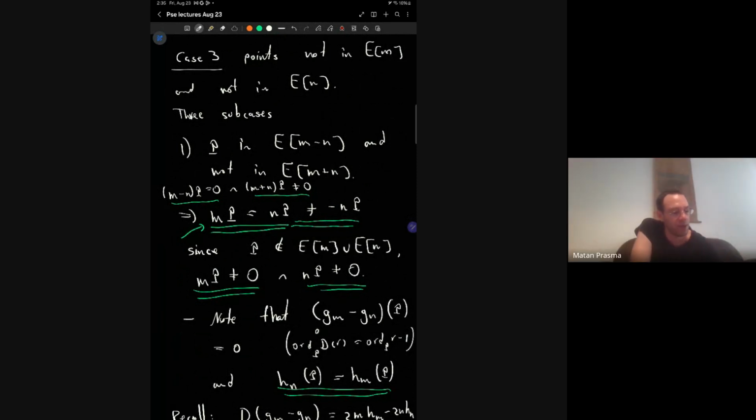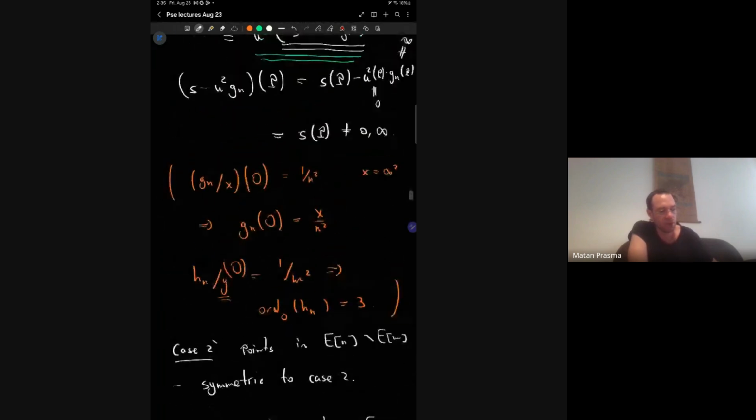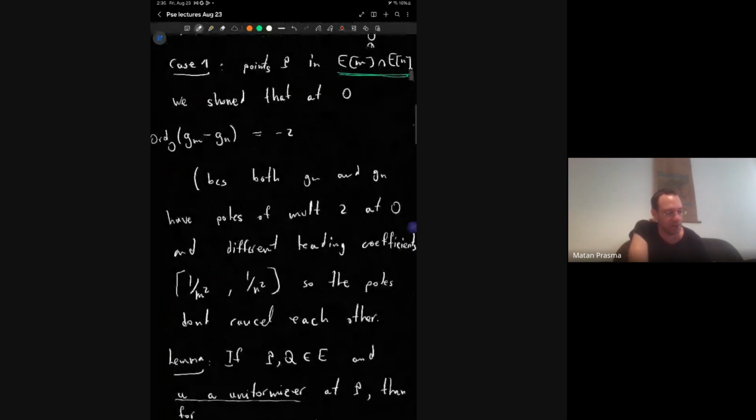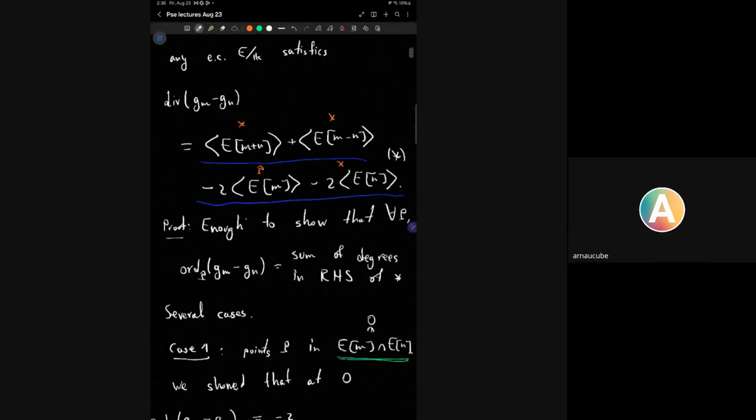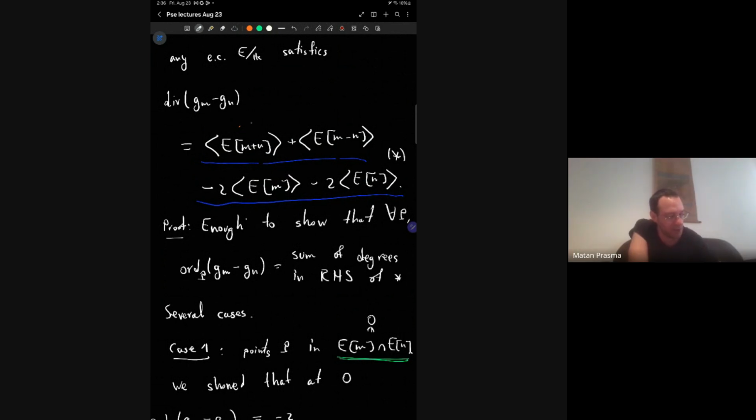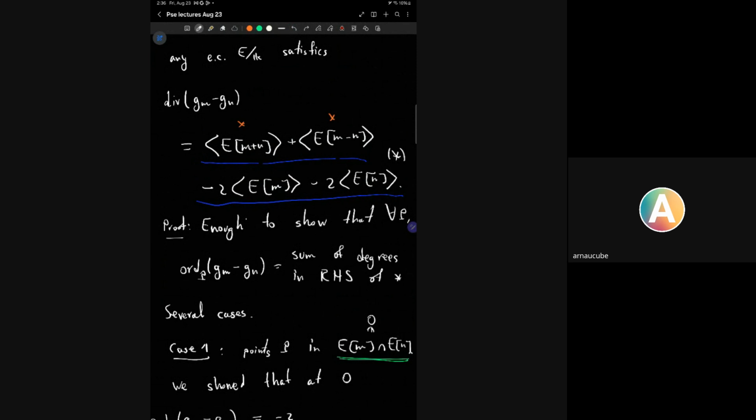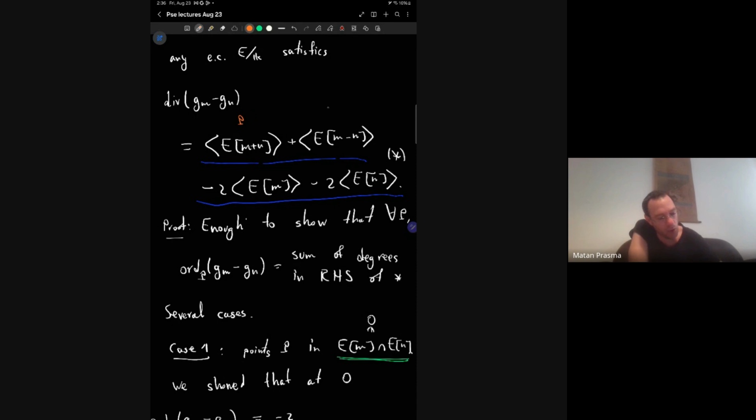In case 3, we take points that are not in E_m and not in E_n. So in this divisor in blue, we take points that are here, maybe here. Subcase 1 is order 1, and subcase 2 is also order 1. They could appear either in both of E_{m+n} and E_{m-n}, or just in one of them, but they definitely do not appear here. This is case 3.